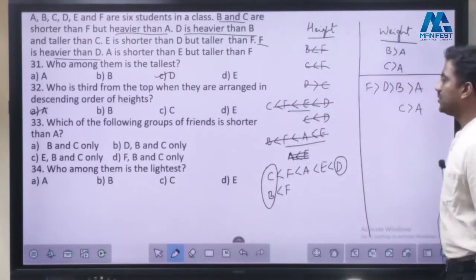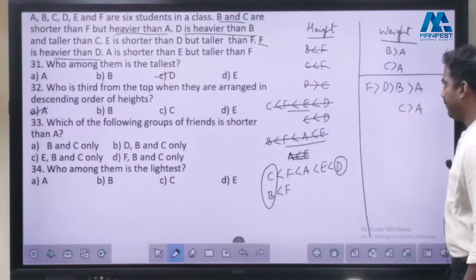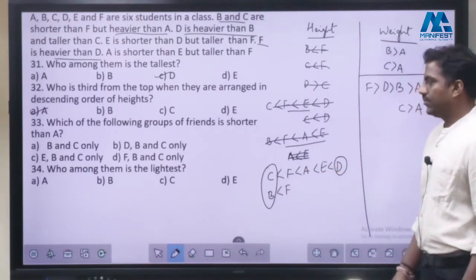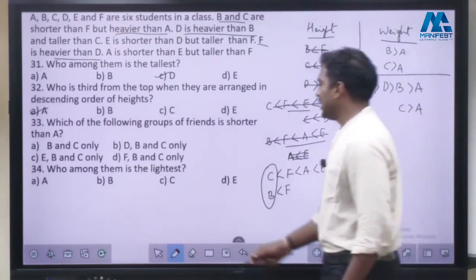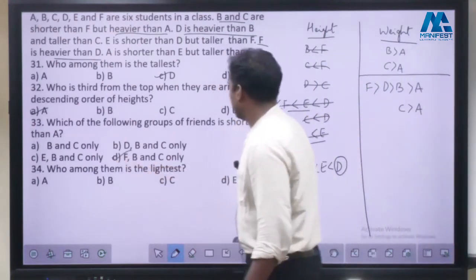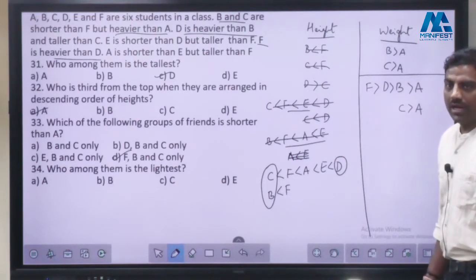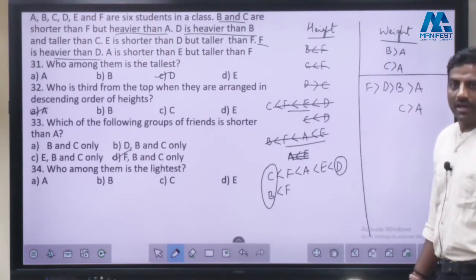Which of the following groups of friends is shorter than A? Shorter than A. F is shorter, C is shorter, B is shorter. So F, B, C only. Correct? Yes or no?